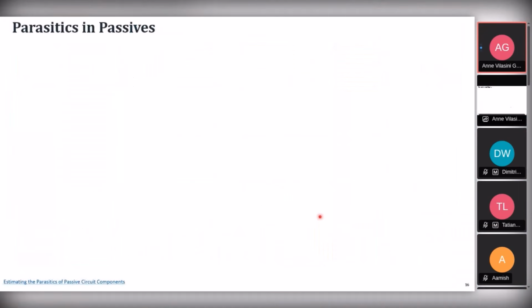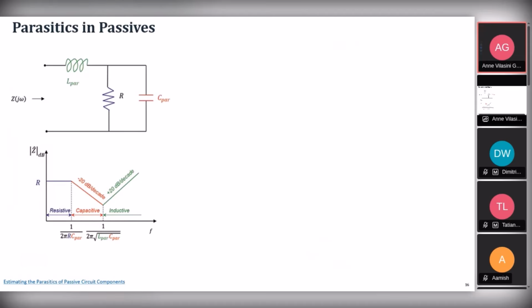One important thing to note when we talk about passives is no passive component is ideal. So when you talk about a resistor, it is not purely a resistor. And likewise, a capacitor and inductor, they are not purely a capacitor or an inductor. So every one of them has some hidden parasitics, and these parasitics will take over when they are operating at higher frequencies. So when we start with the resistor here, you can see that there is a small parasitic inductance, which is coming from the leads of the resistors. And there is also a small parasitic capacitance across it.